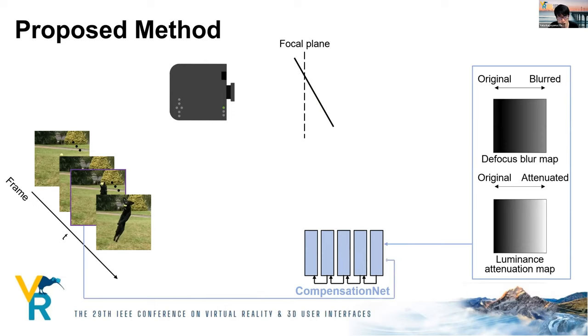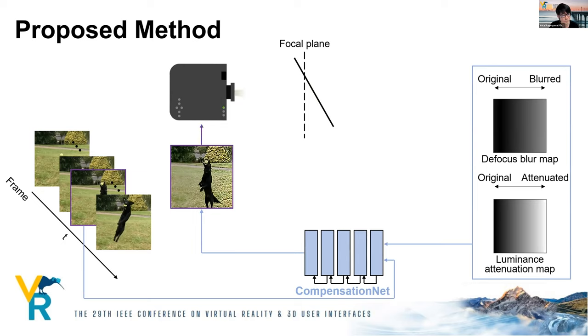Then the compensation net generates a compensation image from these maps and the target image of the current frame. By projecting a compensation image, the defocus blur is suppressed. Throughout this process, dot pattern images are not required to be projected.